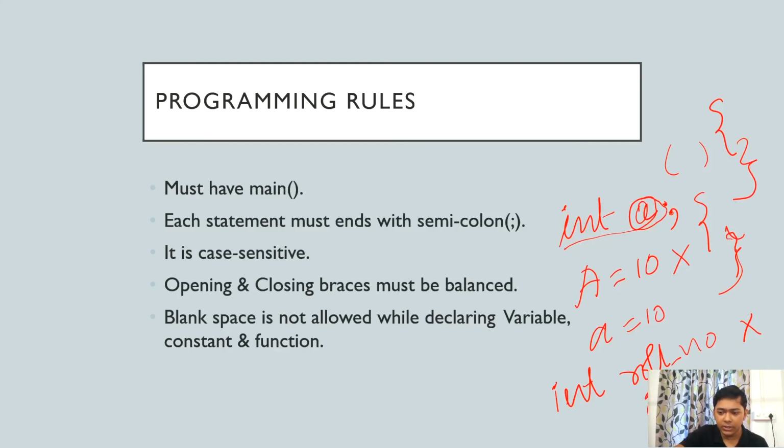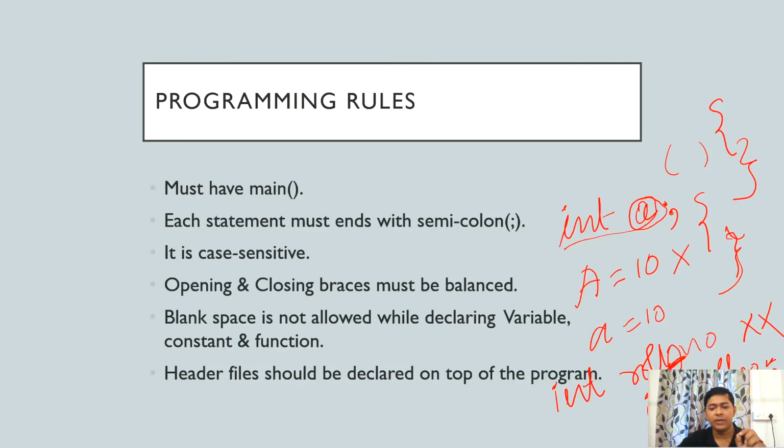See here, roll_number is allowed, but roll number with a space is not allowed. Why? Because there was a space, and I have replaced that space with an underscore. Underscore is allowed. But in a function name or any variable name, I mean identifier name, you cannot give a space. If you add a space in between the name, it will raise an error.